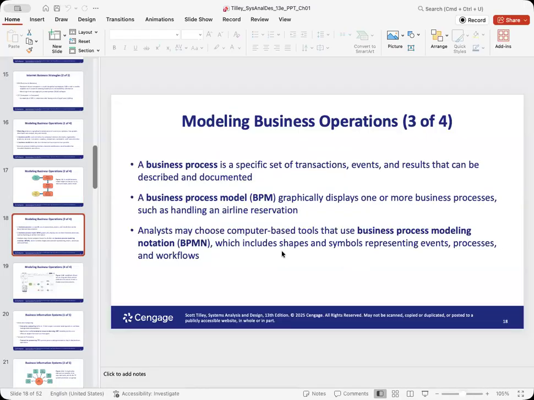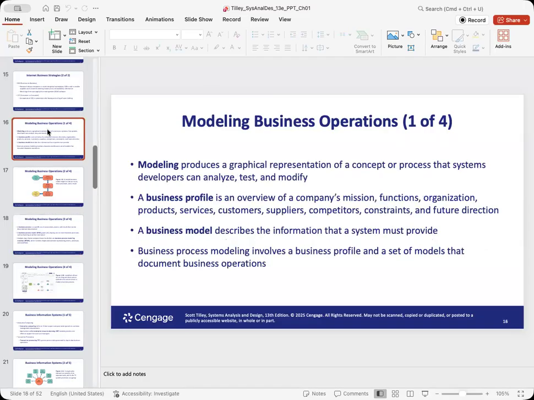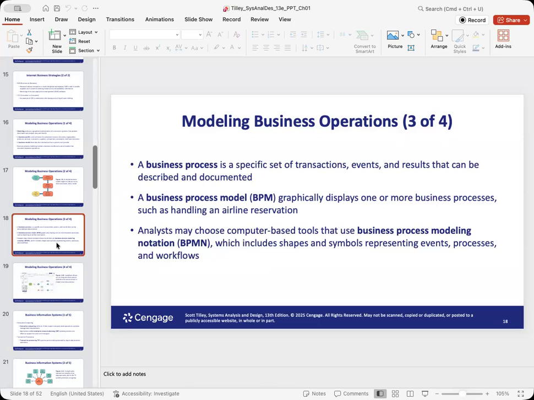Then we have BPM, the business process model, as I said earlier, which involves a business profile and a set of models that document business operations. It graphically displays one or more business processes, such as handling an airline reservation. So a BPM graphically displays one or more business processes, and an example is handling an airline reservation.